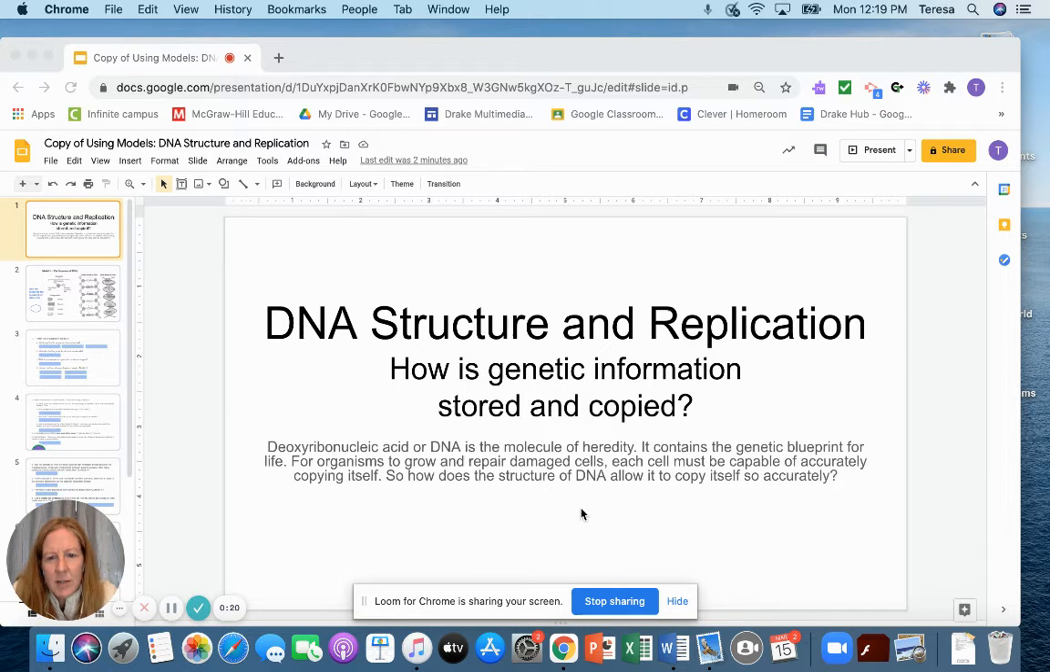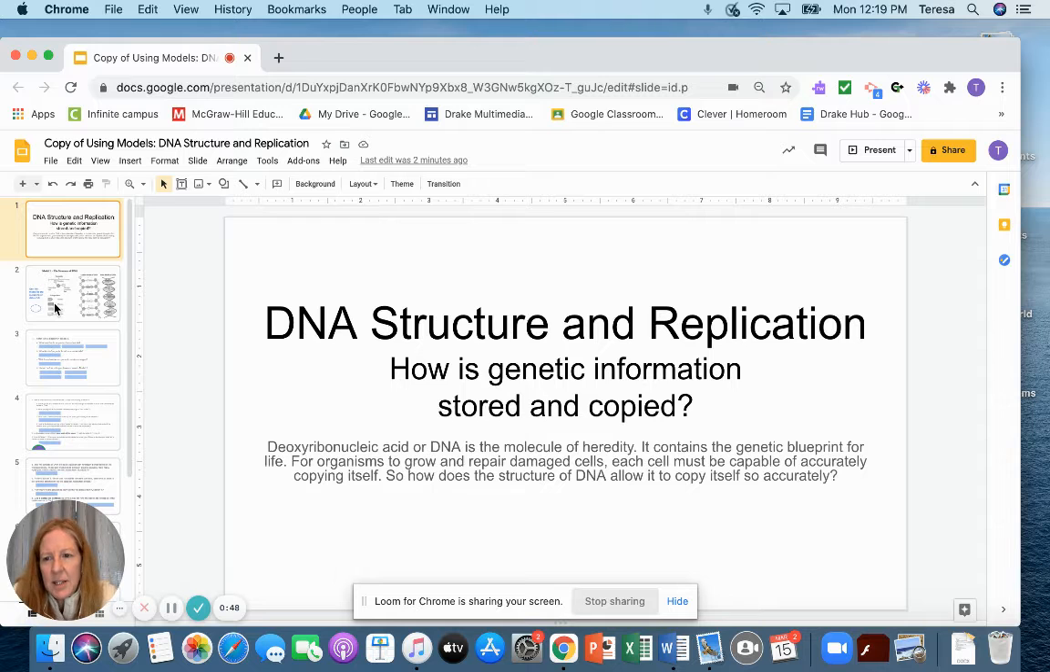Okay, so deoxyribonucleic acid, or DNA, is a molecule of heredity. It contains the genetic blueprint for life. For organisms to grow and repair damaged cells, each cell must be capable of accurately copying itself. So how does the structure of DNA allow it to copy itself so accurately? So then we're moving on. So that's our key question. So how is the structure allowing the DNA to be copied or replicated?